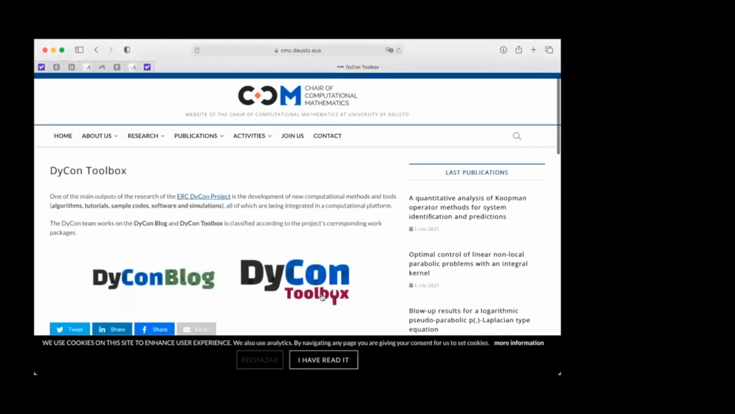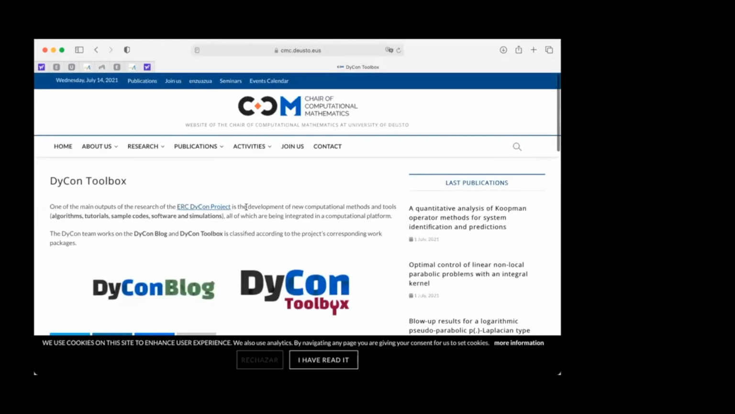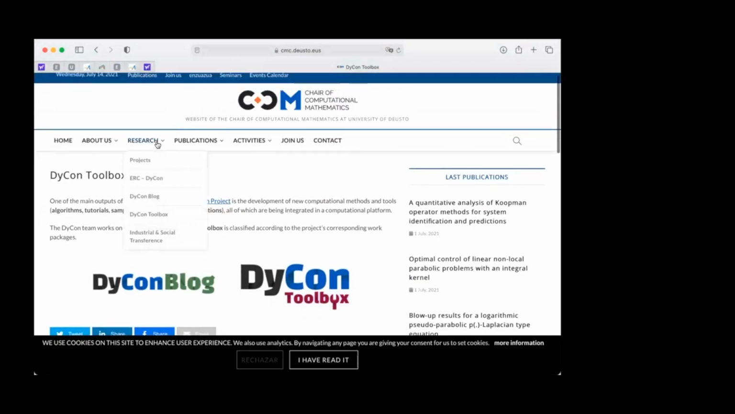Okay, so this is it. I share my screen now from the computer. You see this DICON toolbox, right? This is a toolbox developed in the context of a project funded by the European Research Council. The name of the project is DICON, Dynamic Control. You will see also, in here, the toolbox.